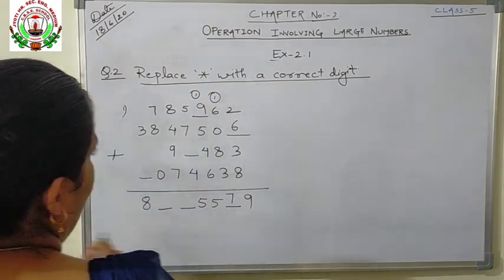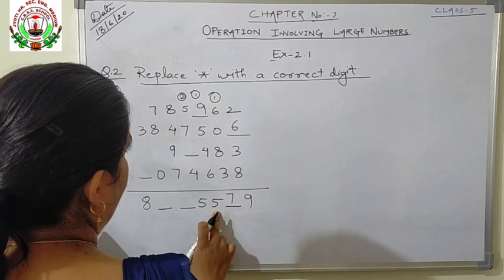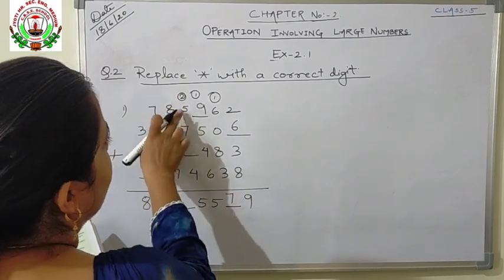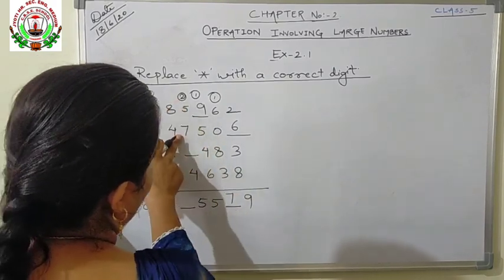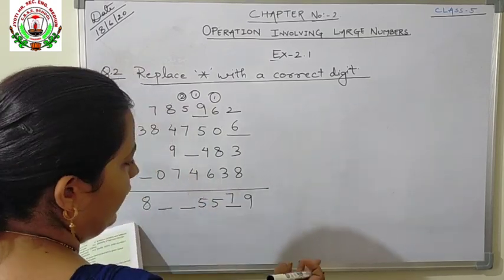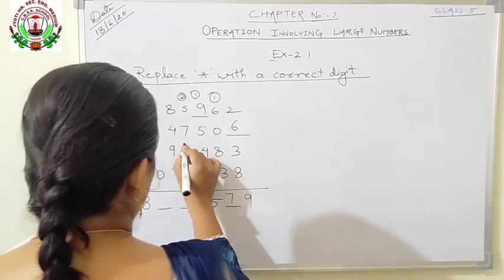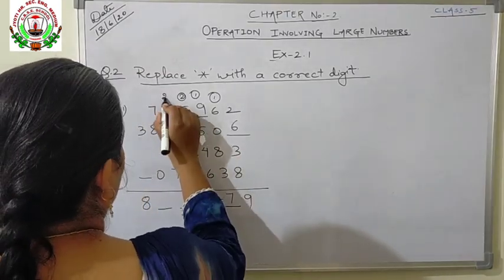Next. 25 is there now. So 2 will be carry forward here. 5 plus 2 is 7. 7 plus 7, 14. 14 plus 4 is 18. 18, 19, 20, 21, 22, 23, 24, 25. 5 will be here and 2 will be carry forwarded here.